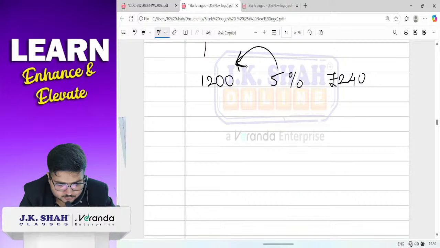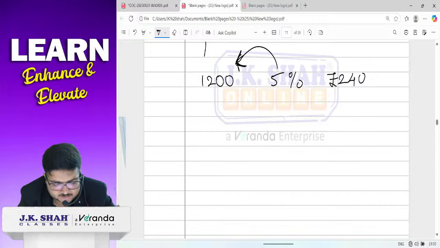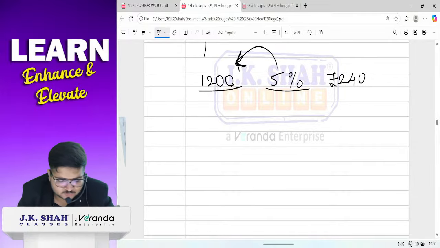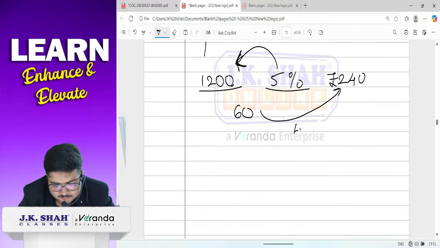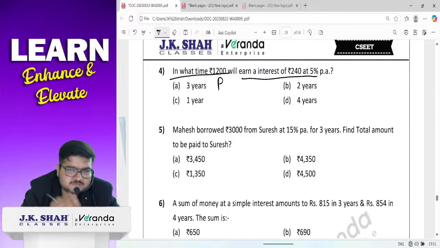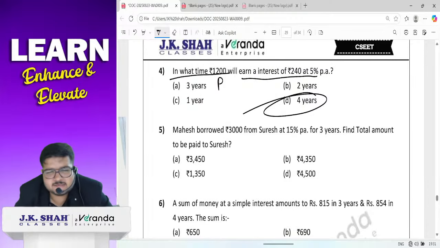Very simple. What do you understand by this? What is your mind telling you? How will you apply the logic here? Sir, we will calculate 5% of 1200 and see how much return he is earning in 1 year. So 5% of 1200 is 60. So every year he is getting 60 rupees. So how many years will it take to collect 240 rupees? 4 years. Very simple. 60 per year, 240 for 4 years. So in 4 years he will be collecting 240.